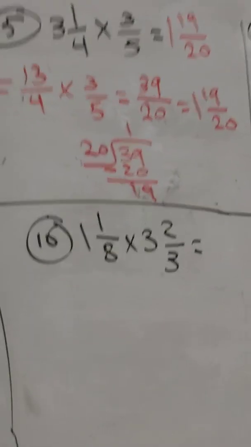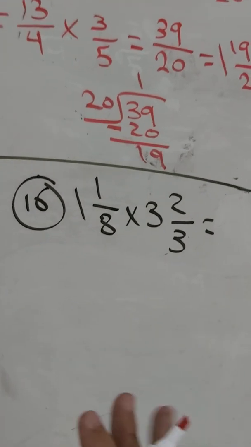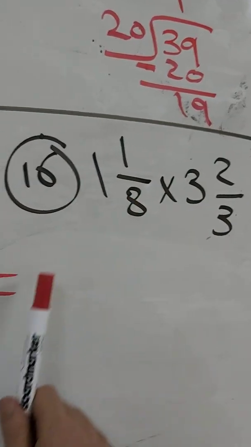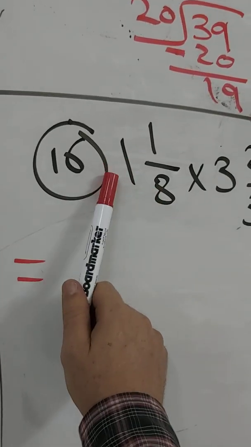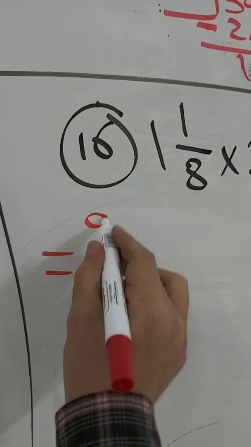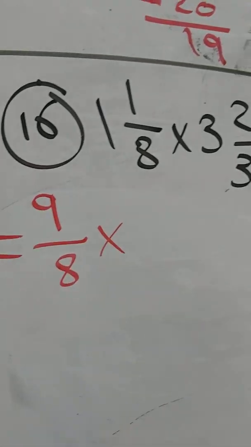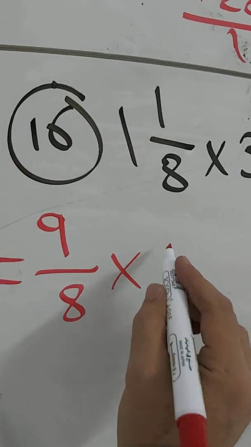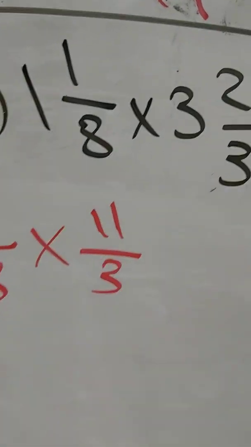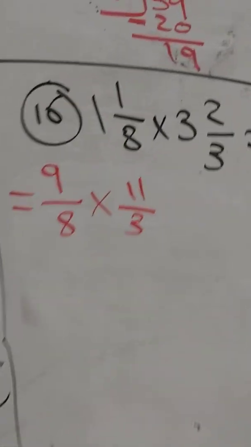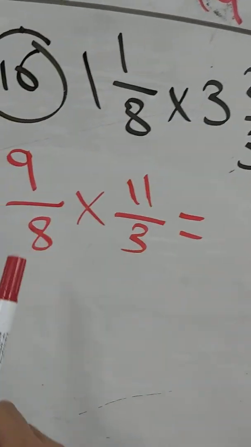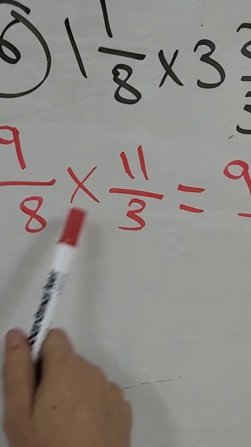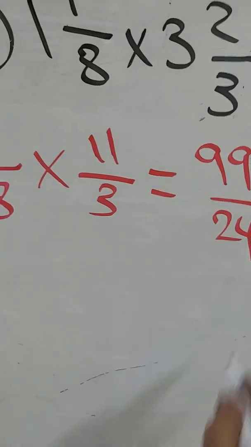Question 16, we have two mixed numbers. So we will turn the mixed numbers into fractions using the same way. To turn it into a fraction, 8 multiply 1, 8, plus 1, 9 over 8. Then 3 multiply 3, 9, plus 2, 11 over 3. Now we multiply up, multiply down. 9 multiply 11, 99, over 8 multiply 3, 24.